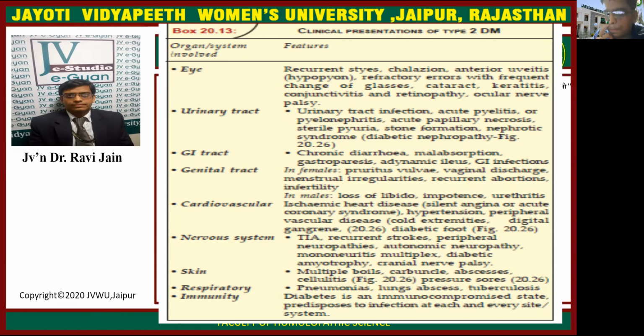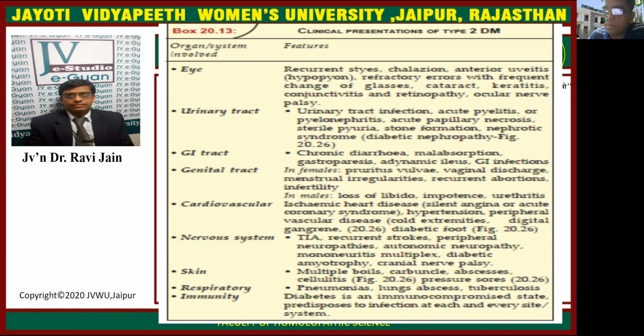Talking about the nervous system, the patient will complain of TIA. This is a very important diagnostic disease, and recurrent strokes. We will see a lot of patients with diabetes mellitus develop recurrent strokes. There will be peripheral neuropathies and autonomic neuropathy, mononeuritis multiplex, diabetic amyotrophy, cranial nerve palsy. In the skin, there will be multiple boils.